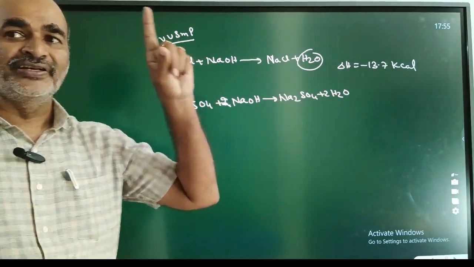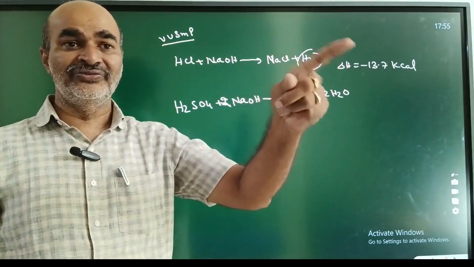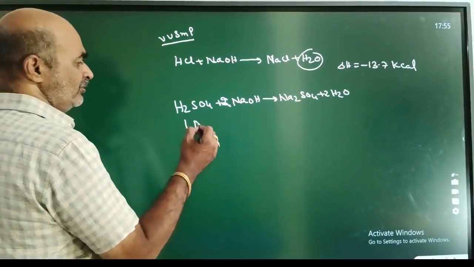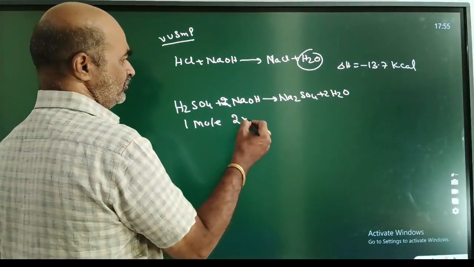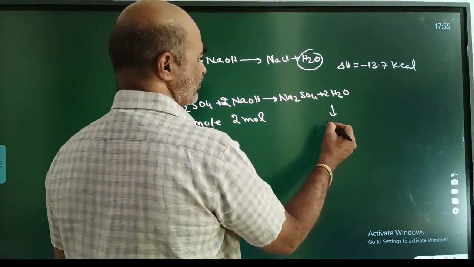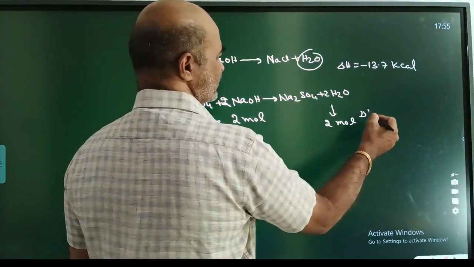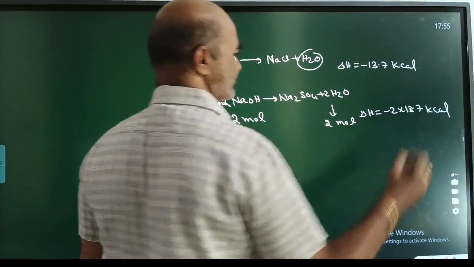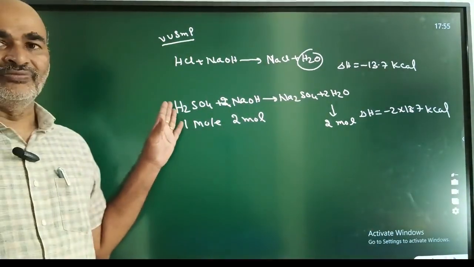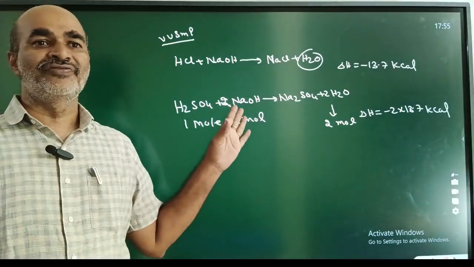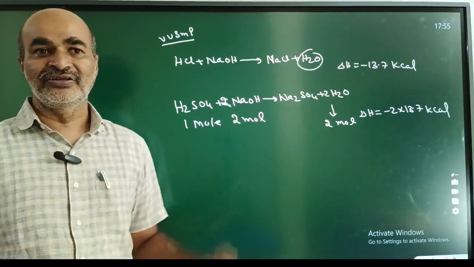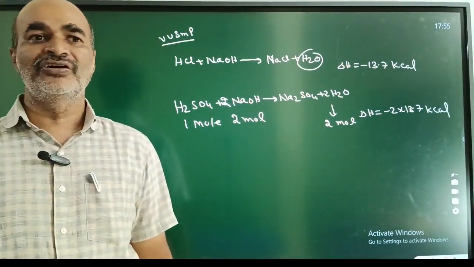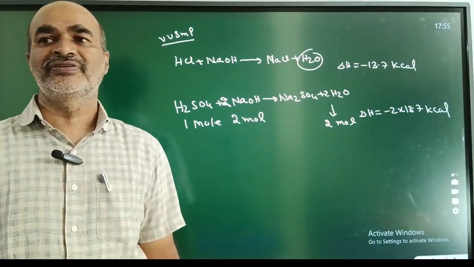When will 13.7 kilocalories energy be released? When will 2 into 13.7 kilocalories energy be released? This is 1 mole, this is 2 moles. Here water is formed, 2 moles. So delta H is equal to minus 2 into 13.7 kilocalories. If you take 1 mole of sulfuric acid and 2 moles of NaOH, you get 2 moles of water. For 1 mole of water, you will get 13.7 kilocalories. For 2 moles of water, we will get 2 into 13.7 kilocalories.